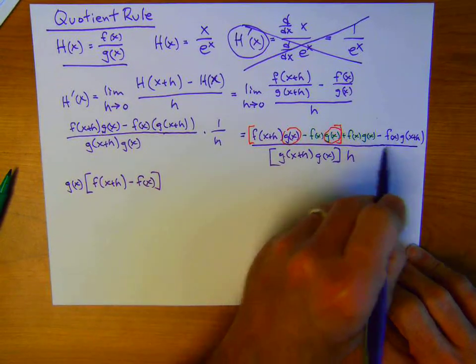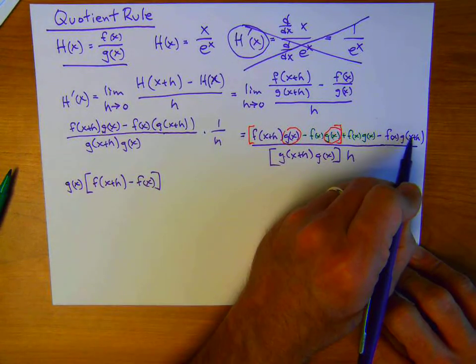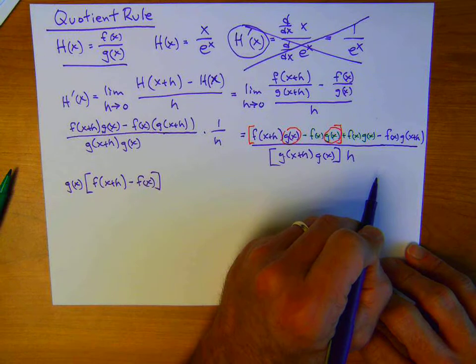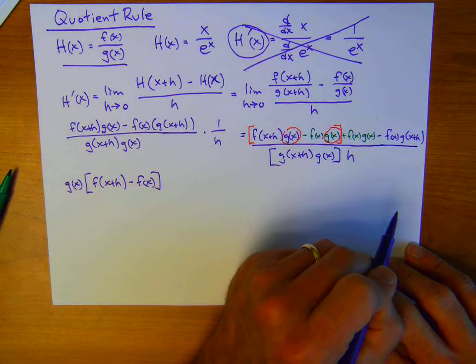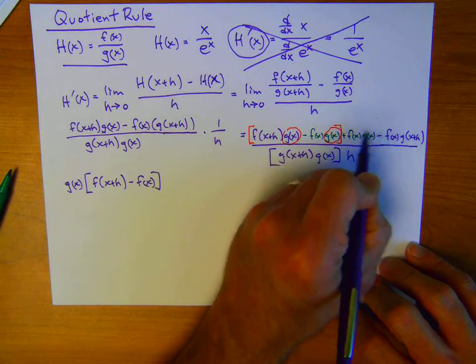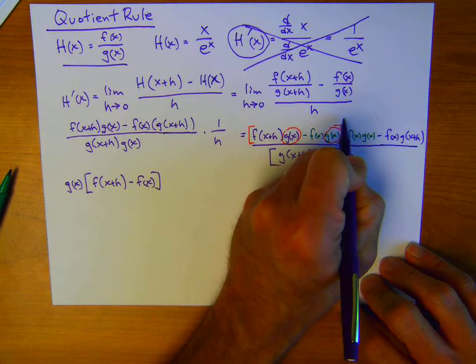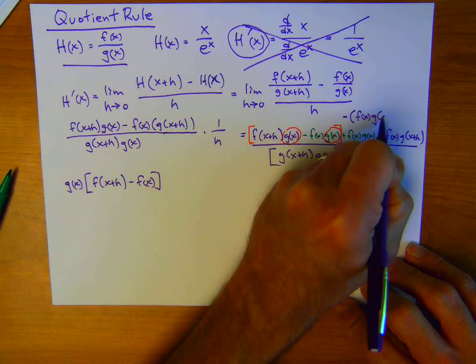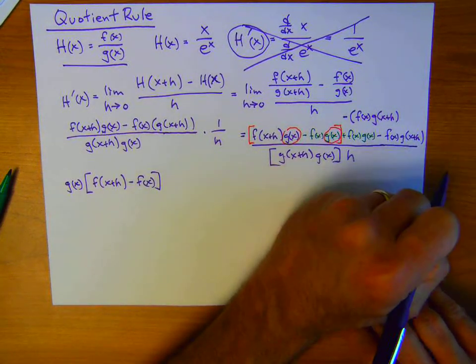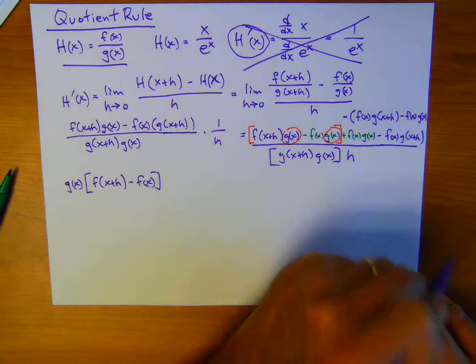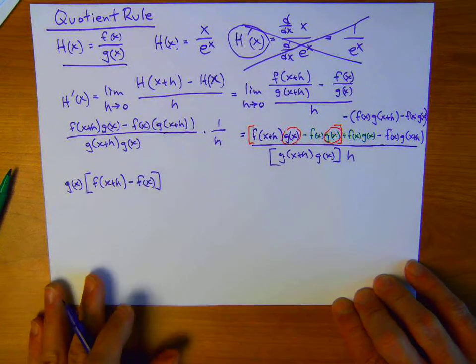Now, on this other side, because I would really like to have g of x plus h minus g of x, I need to change the signs here. But I can't just change the signs arbitrarily. But what I could do is I could basically kind of factor out a negative here. In other words, I could write this as minus f of x g of x plus h minus f of x g of x. And that gets in there, right?